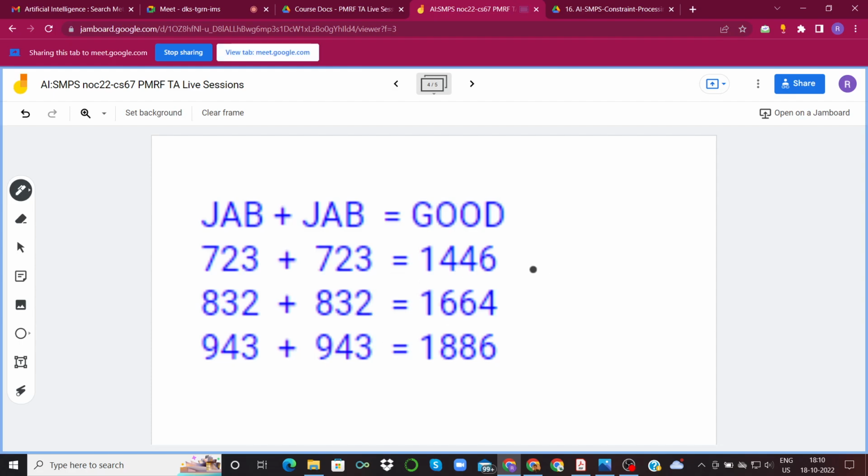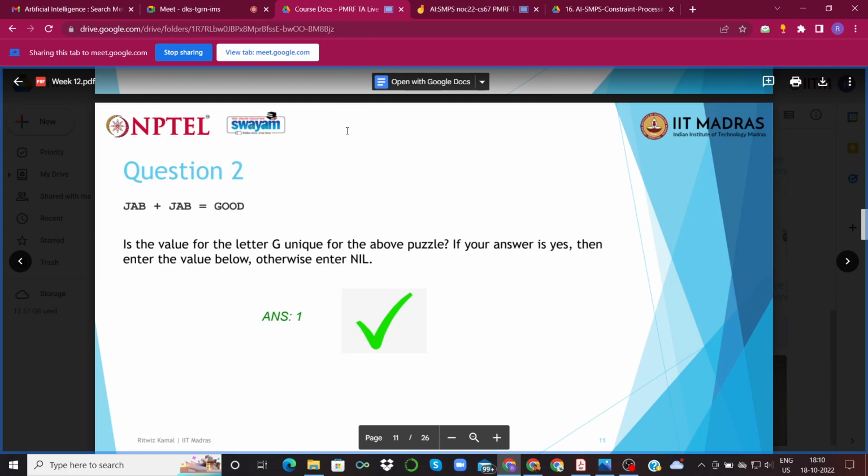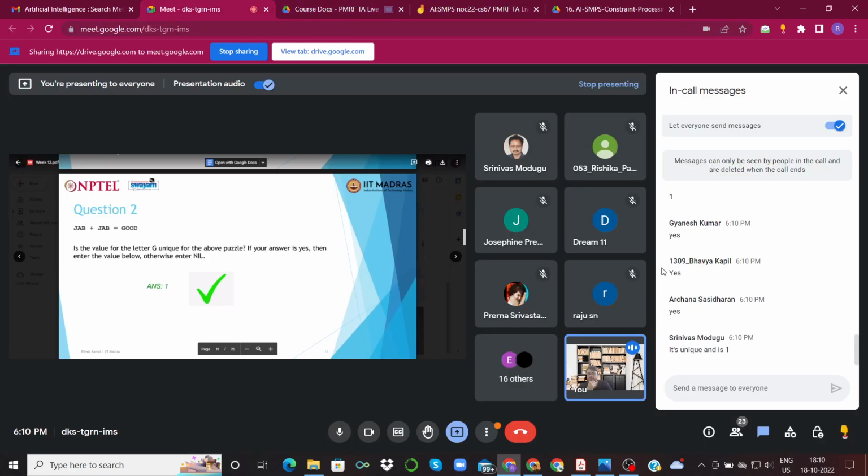So here we have the three solutions listed for this particular problem. We already discussed 723 and 832. One more could be 943. And in all these cases, G has only one assignment, which is 1. So that answers our question. Any doubt about this? Okay. Any doubt about this particular question?